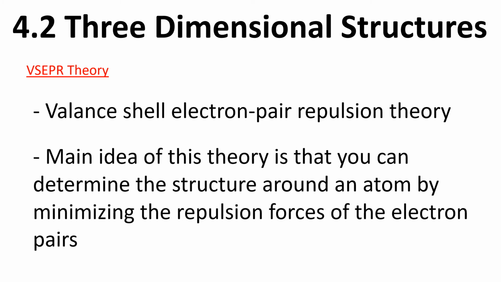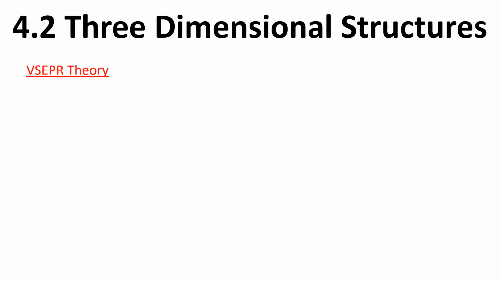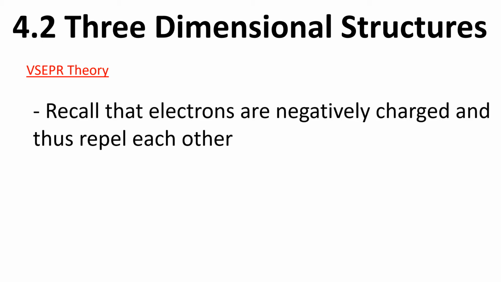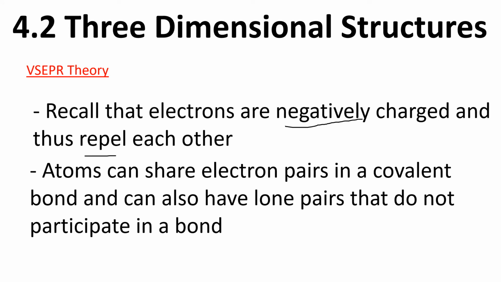So the main idea of this theory is that you can determine the structure around an atom by minimizing the repulsion forces of the electron pairs. Recall that electrons are negatively charged and that they repel each other. Atoms can share electron pairs in a covalent bond, but they can also have their own lone pairs that do not participate in these bonds.